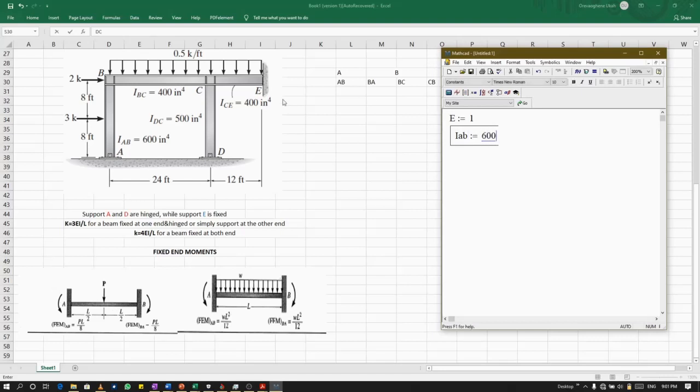But if you look at this structure, you see that we have an obvious problem. You can see that we have feet and we have inches. So for us to make our work easier, where we have feet, we're going to convert it to inches, so that we'll be on the same unit. So we'll continue with 600 inches raised to power 4.